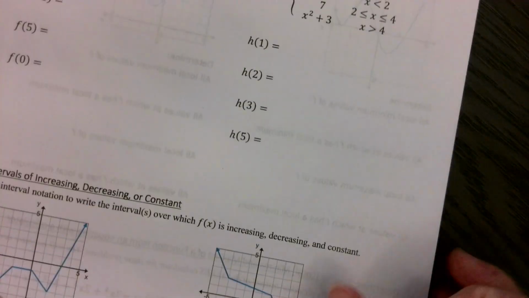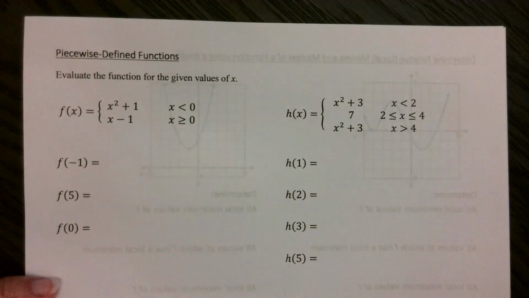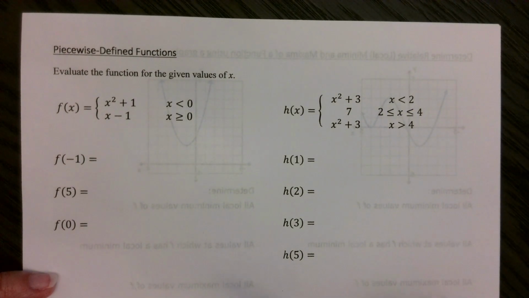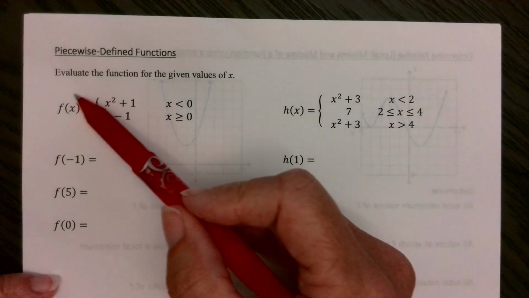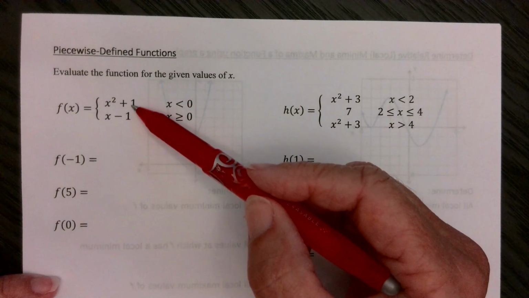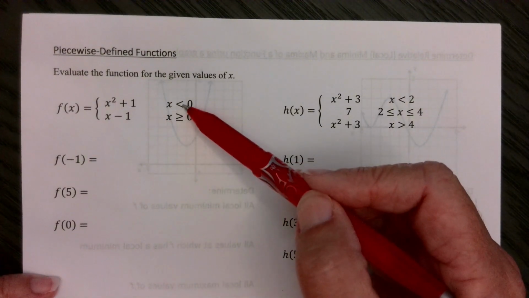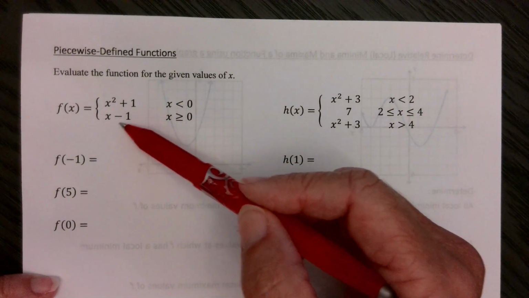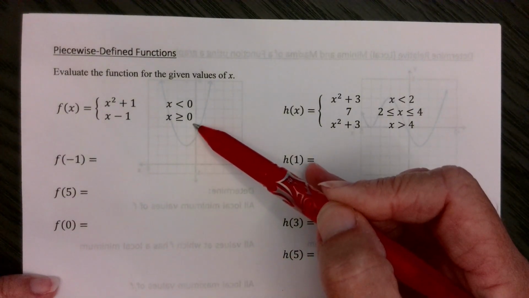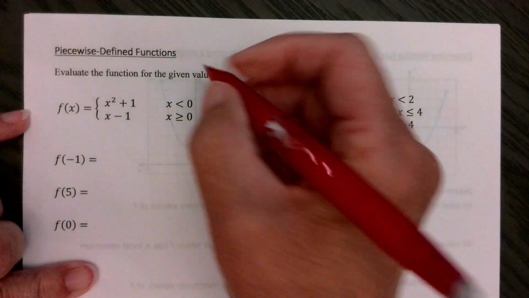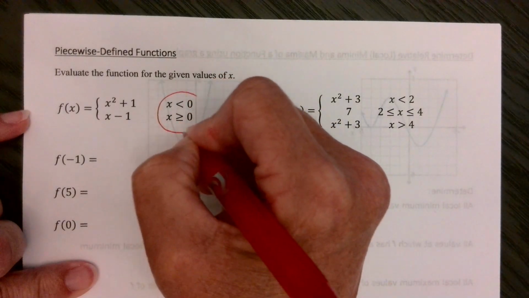All right, piecewise functions. This is where they give you a function in pieces, like this f of x. You use this part if x is less than 0. You use x minus 1 if x is greater than or equal to 0. So what you have to do is you've got to look here first.